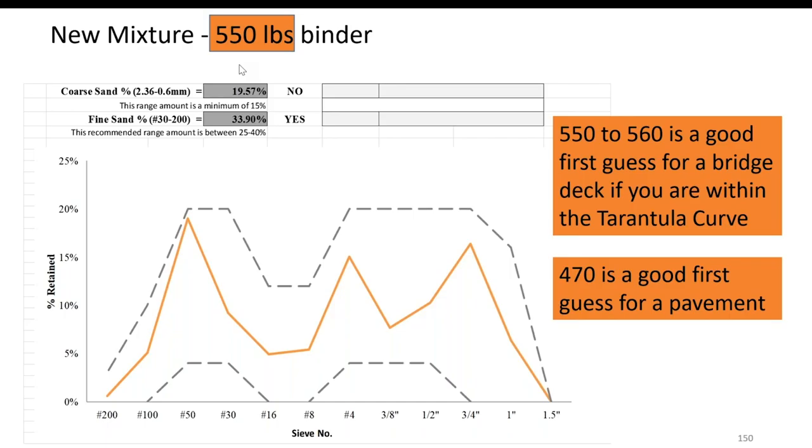550 pounds was a good guess. They were at 600 before. 550 to 560 is a great first guess for a bridge deck. If I'm doing a pavement, a great first guess is about 470. And you can tweak that based on some other things we can talk about if you want to.